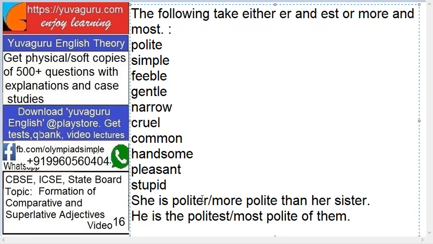She is politer than her sister, or she is more polite than her sister. Both will do. He is the politest, this much also is okay. Or he is the most polite, that's it. Of them, if not written, then also it is allowed in superlative sentences.